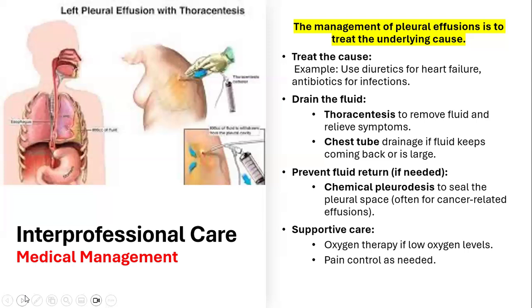The third one is to prevent fluid return, if it is needed. In some cases, especially with cancer, we can use chemical pleurodesis to seal the pleural space and stop fluid from building up again. The last one is supportive care. For supportive care, oxygen therapy is needed if the oxygen level is low, and also we need pain control based on the patient's condition.